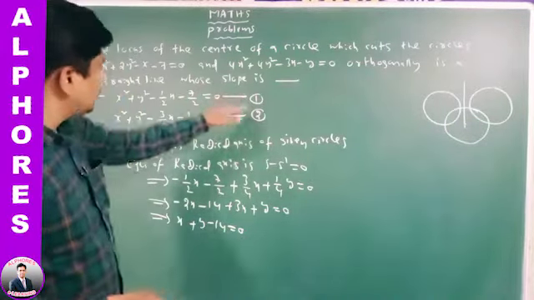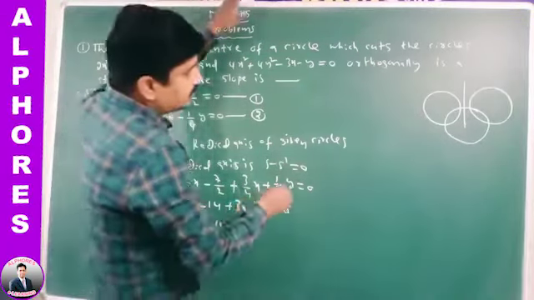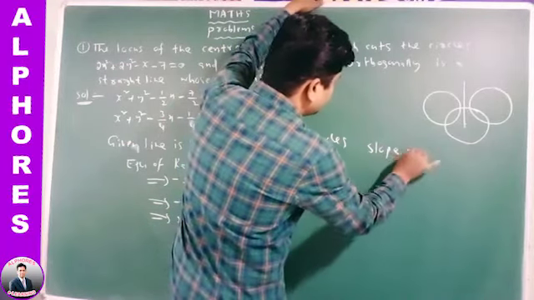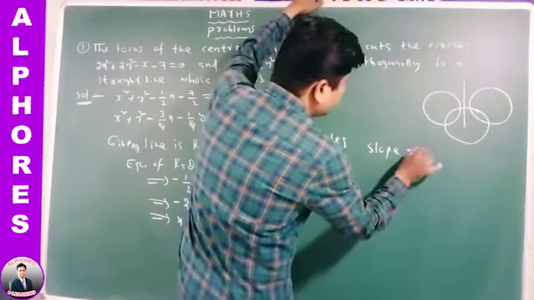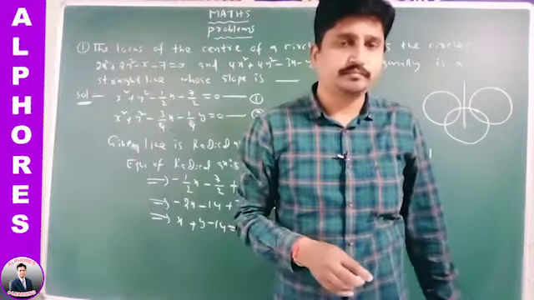Now the slope of the line is required. Slope of this line equal to minus a by b, which is minus 1. Okay.